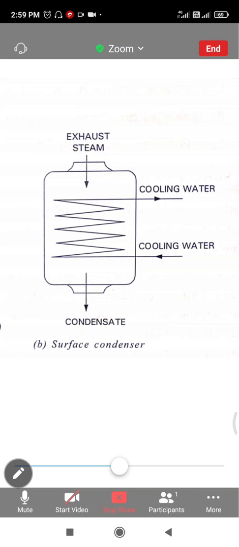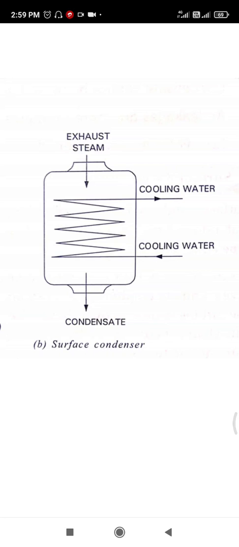These are the advantages. Let's see the disadvantages of the surface condenser. The design is complicated and costly, and it has high maintenance cost.